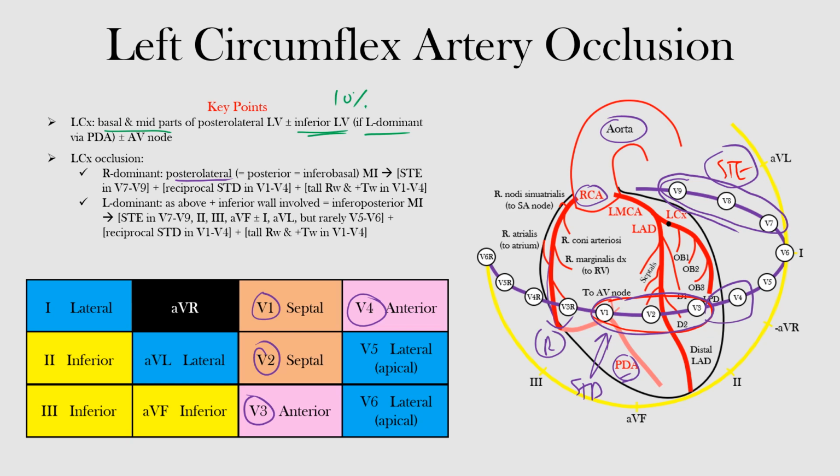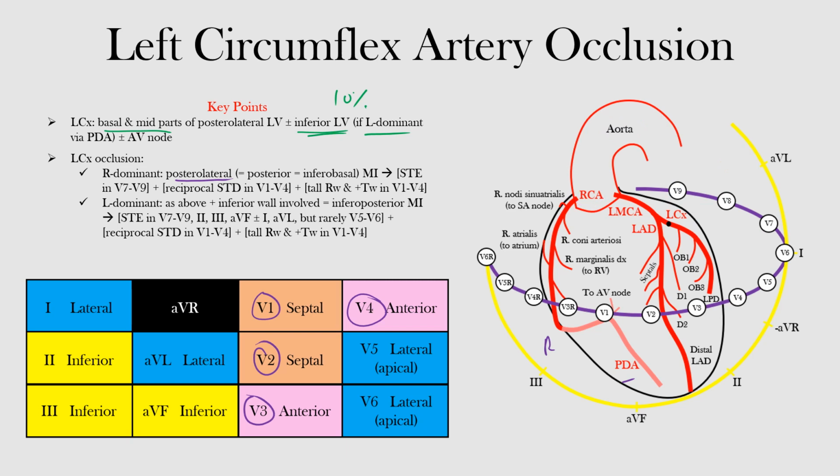Okay. So let's just erase this here. So now we're saying that we have a left dominant patient, in which we don't have the PDA coming off the RCA, so it's not on this side, but it's coming instead from this left circumflex that's coming around and supplying this region. So imagine that we have the left circumflex coming around, and then we have this occlusion here.